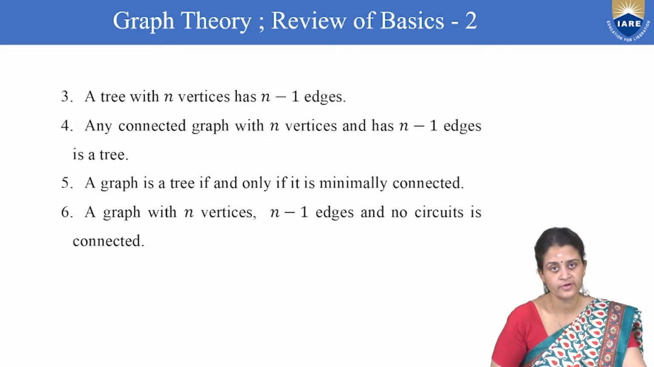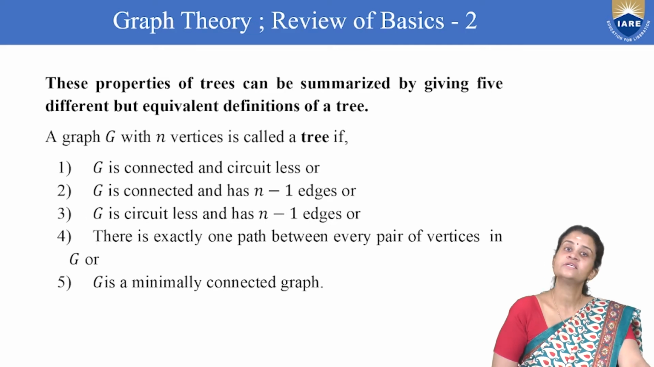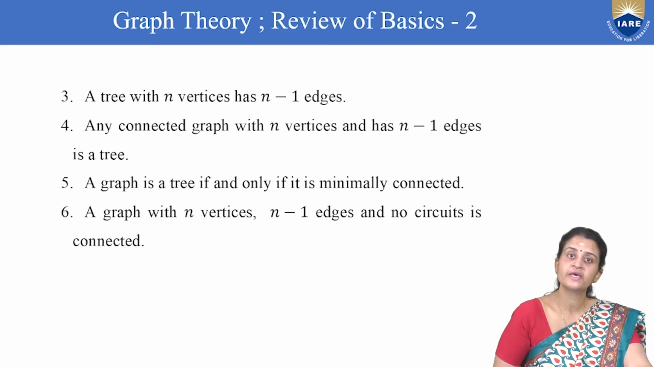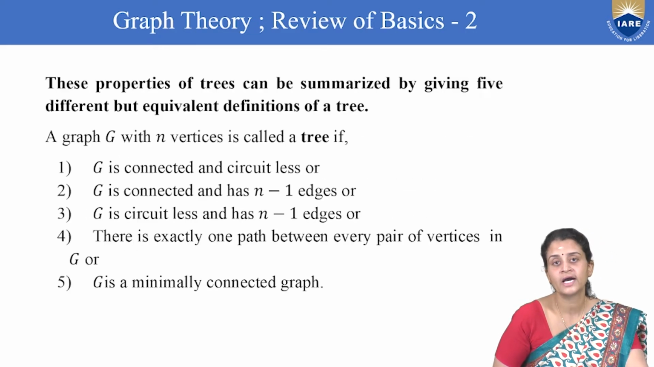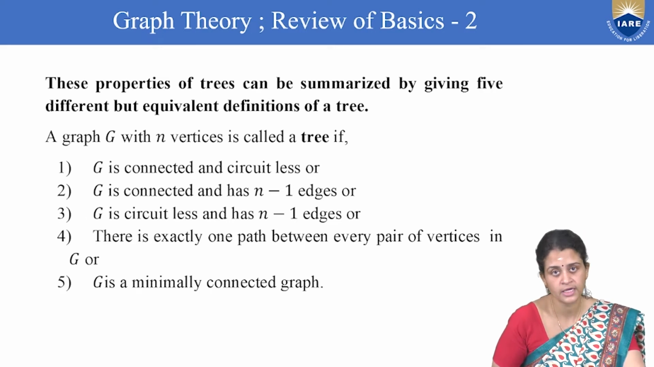A graph with n vertices and n minus 1 edges and no circuit is connected. If we are given a graph of n vertices, that is, the order of the graph is n and the size of the graph is n minus 1, and it has no circuits, then the graph will automatically be connected. From these basic properties of trees, we can give five different but equivalent definitions of a tree.